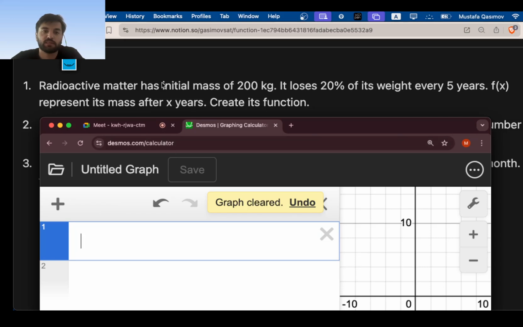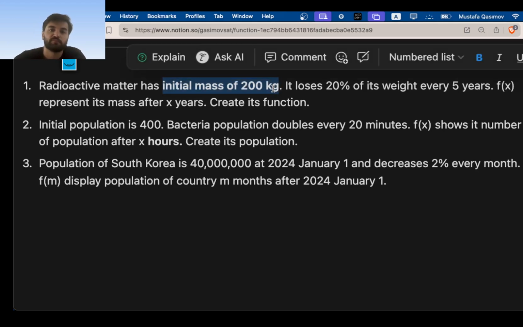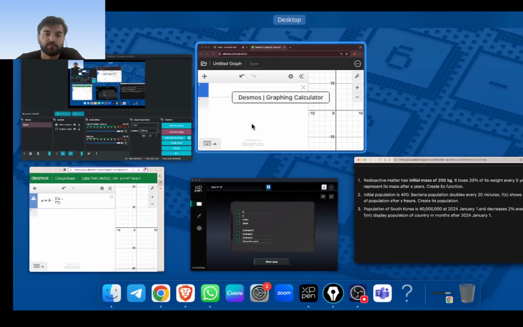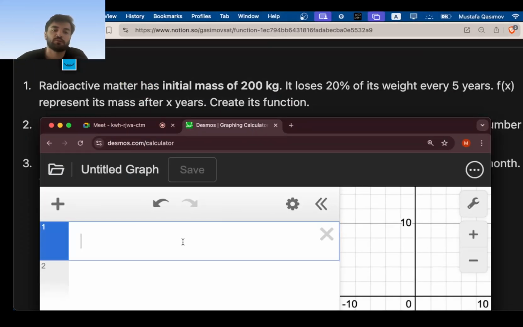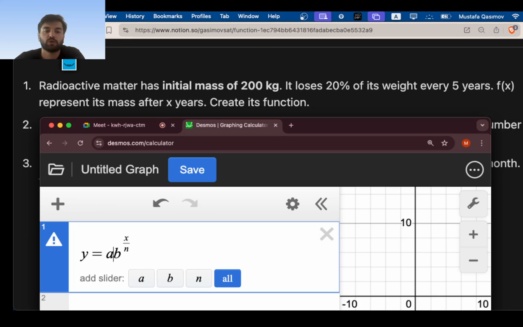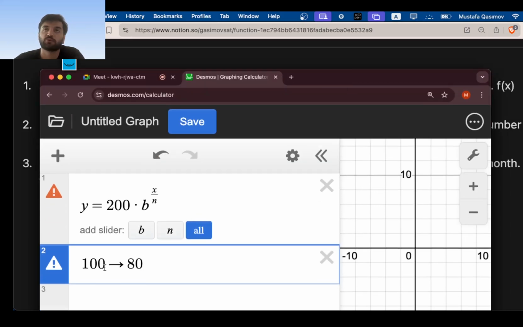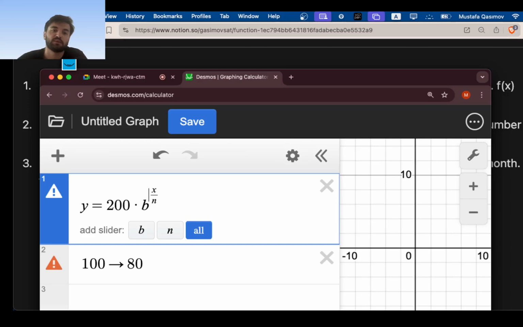For the first one, you can see it's an initial mass of 200 kilograms, right? It is important here. So first we'll always write this formula, this form. A is equal to 200. B will show how it changed. So if it loses 20%, if it is 100, it will become 80, right? From 100 to 80, it means it is multiplied by 0.8, right? So B is 0.8.